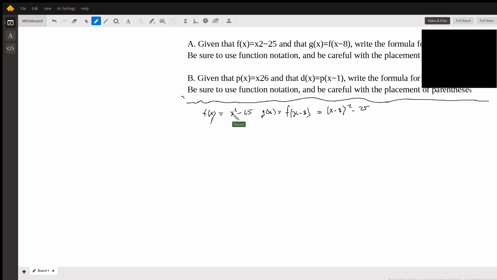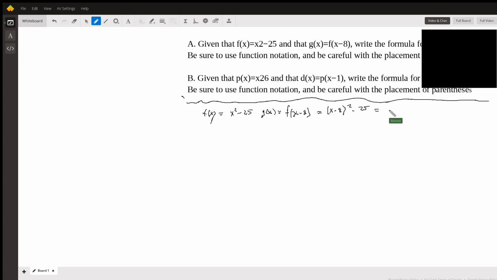So the x is just replaced with x minus 8. You have to be careful because you're squaring the entire x minus 8 here. This is called the argument of the function. You can see the argument is simple here. It's just a variable x. Here the argument is a little more complicated, but the function f says, whatever you give me, I'm going to square you and subtract 25 from you. So if you give it x minus 8, the f function still operates the same way. It's going to square whatever you give it, subtract 25.